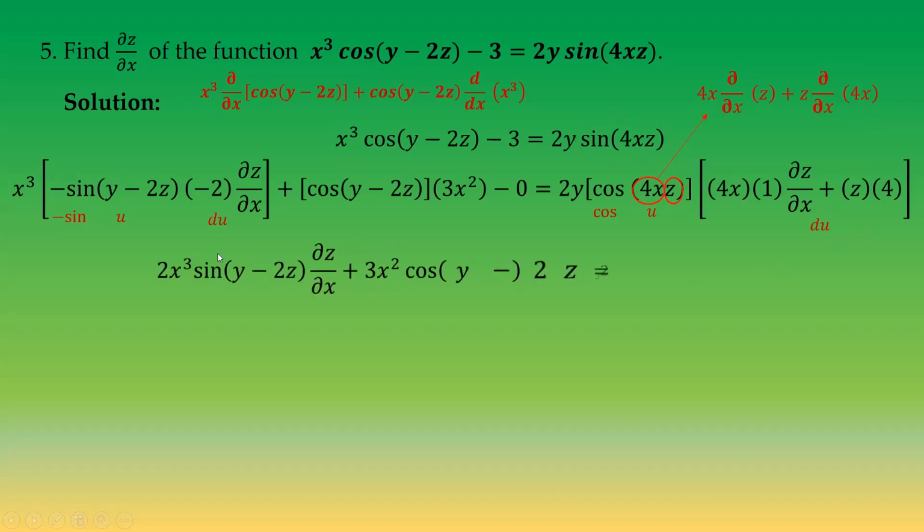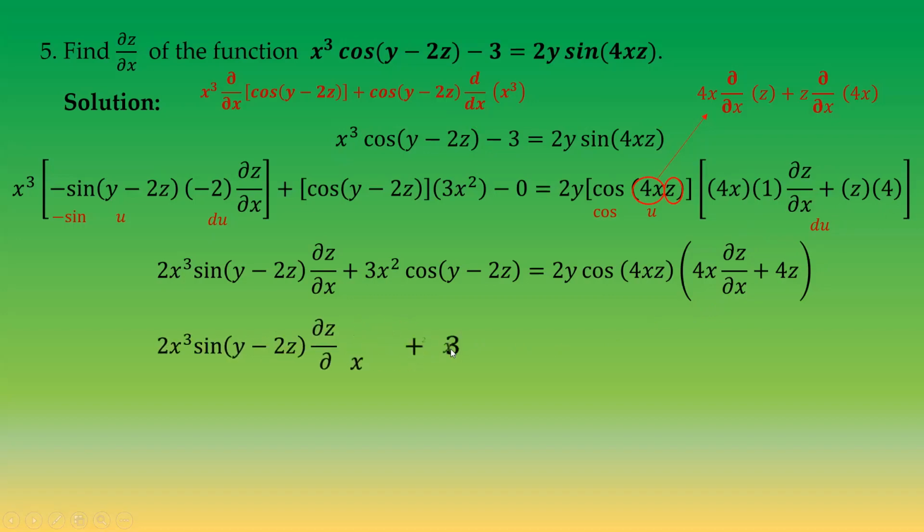Tuloy natin. Now, simplifying, so we will have negative 2 times negative is positive 2 times x cubed. Kaya meron kang 2x cubed sine of y minus 2z dz over dx plus 3x squared. Multiply mo sa cosine. Kaya 3x squared cosine of y minus 2z equals, so ito ay 2y cosine of u or cosine 4xz times, ito ay 4x dz over dx plus 4z.